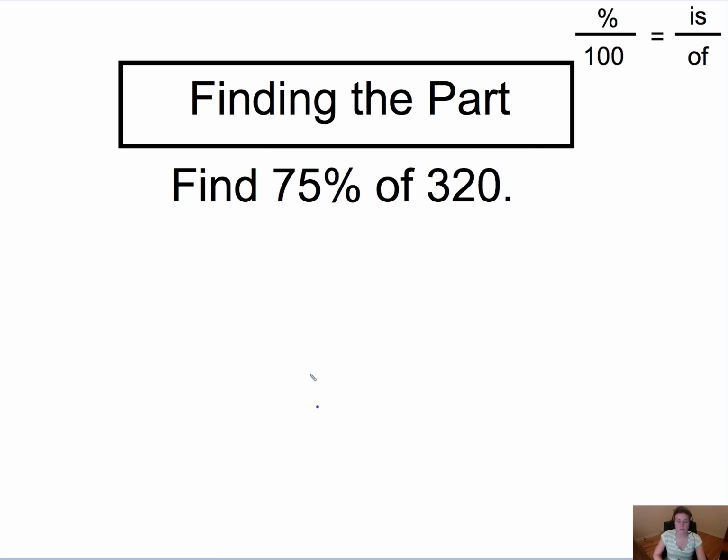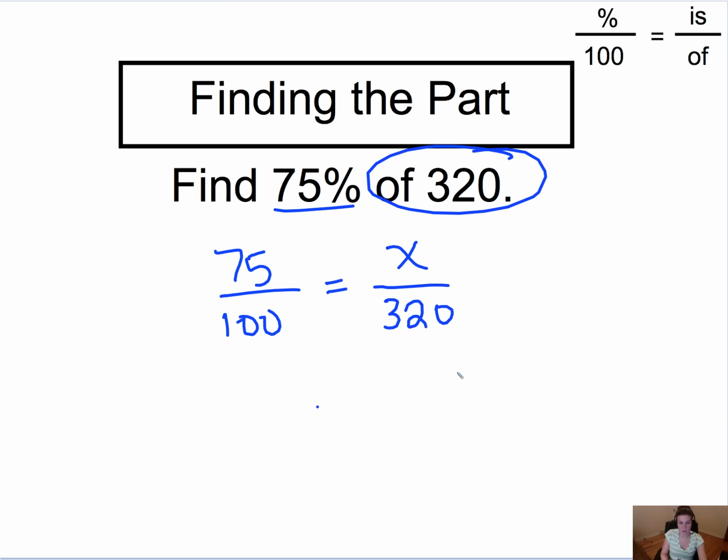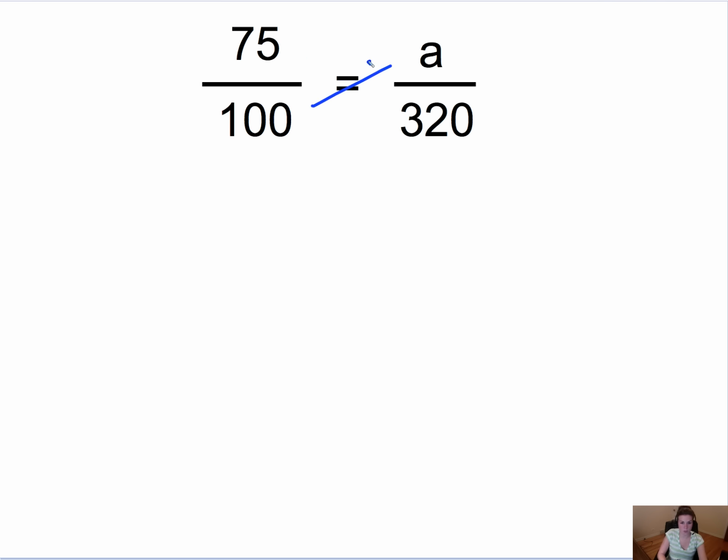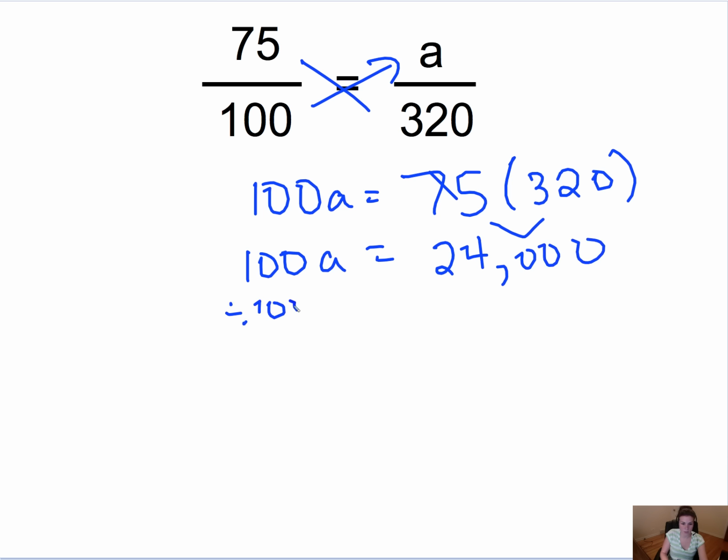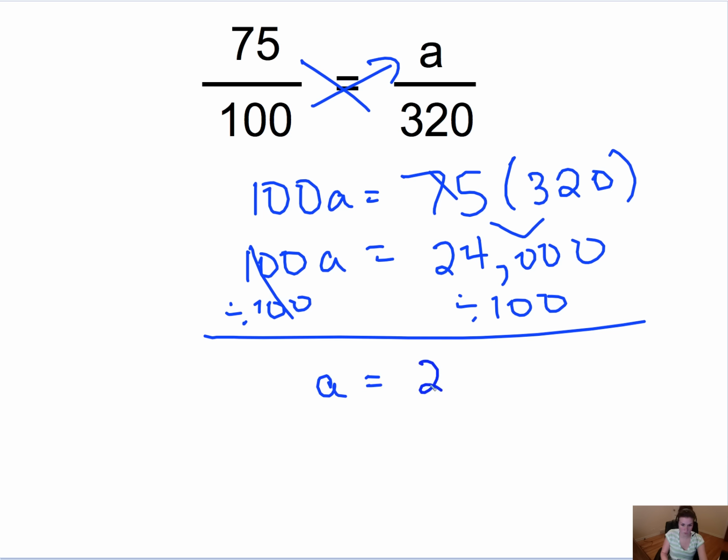Okay, next, finding the part. Find 75% of 320. So now percent goes in the numerator. We have that, so it's going to be 75 over 100 equals, we do not have any is, so that's where our x will be. And then the of is obviously the 320. So there's our proportion. So now we cross multiply, and we would do 100 times a, which is 100a, and then 75 times 320. So this is 100a. 75 times 320 is 24,000. And then divide both sides by 100. These cancel, and you get a equals 240.